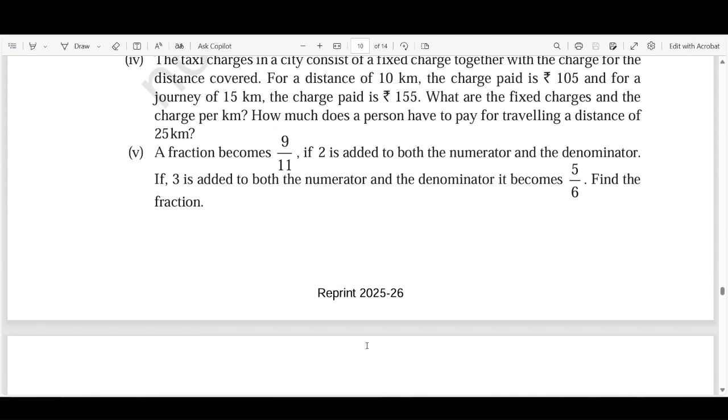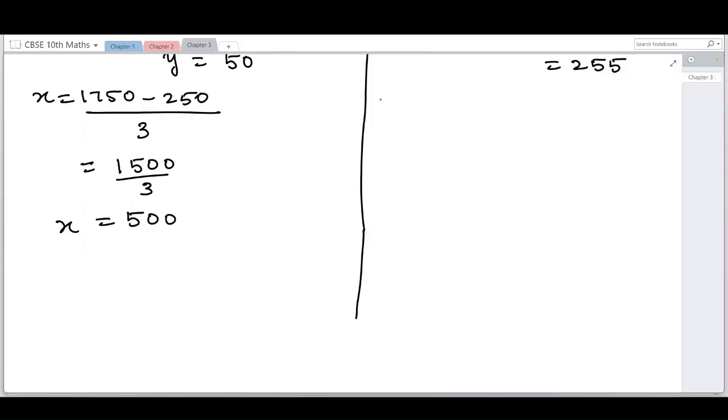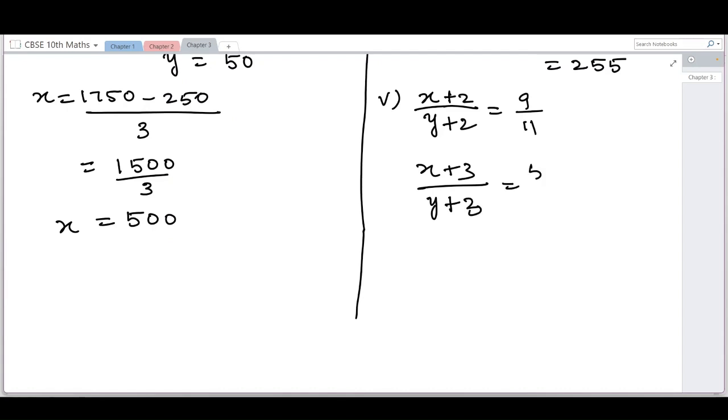Fifth one, a fraction becomes 9 by 11 if 2 is added to both the numerator and the denominator. If 3 is added to both the numerator and denominator, it becomes 5 by 6. Find the fraction. So clearly they have given it is a fraction. So for a fraction we need to know the numerator and denominator. So the fraction we need to find is x by y. So if we add 2 to the numerator and denominator, it will become 9 by 11. And if we add 3 to the numerator and denominator, it will become 5 by 6.